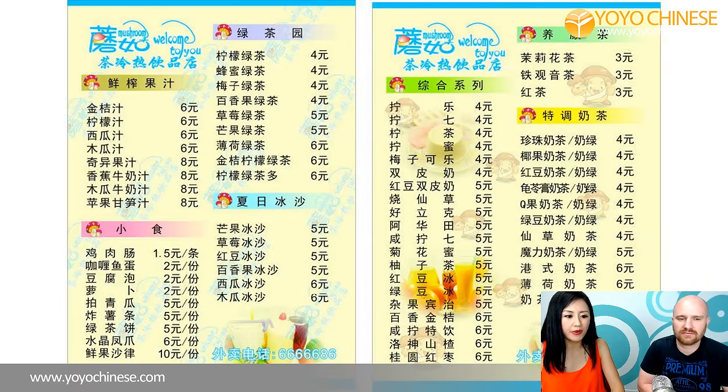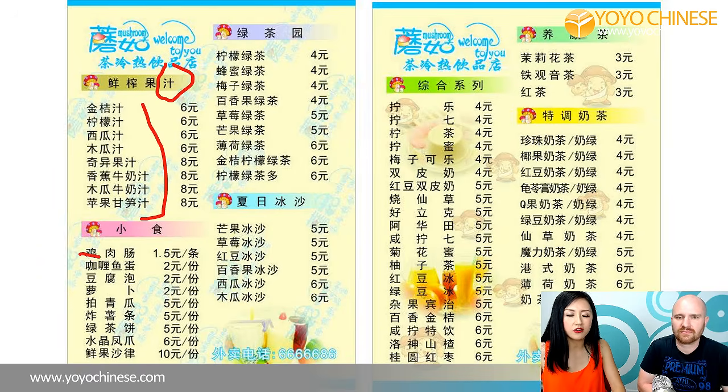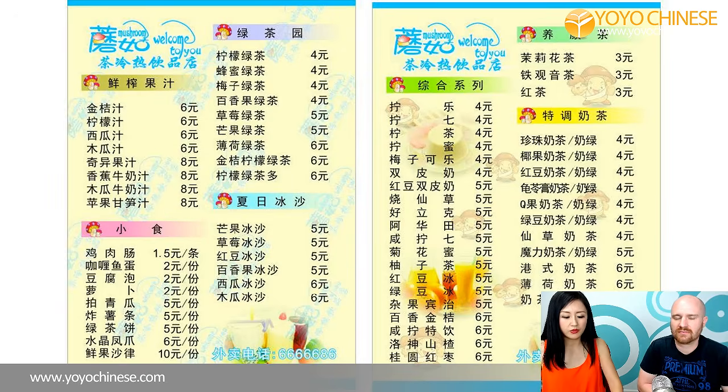By the way, there's still so many 汁 here. See, this is all like fruit juice, right? Okay. And then 鸡肉. So we're going to continue to see more examples very quickly.